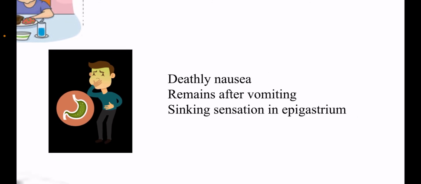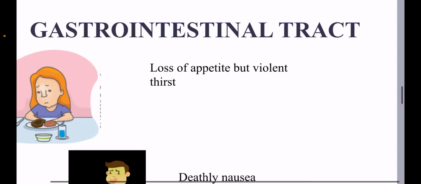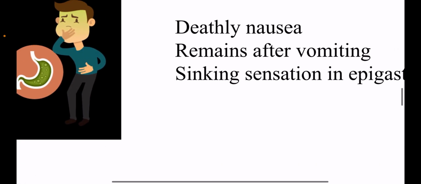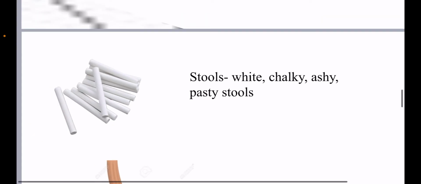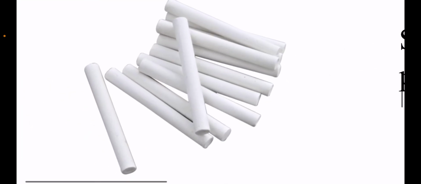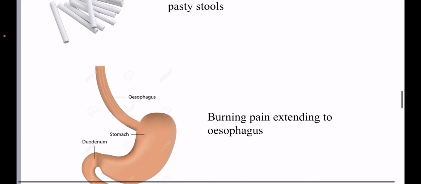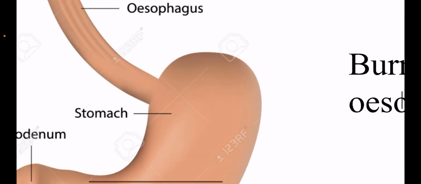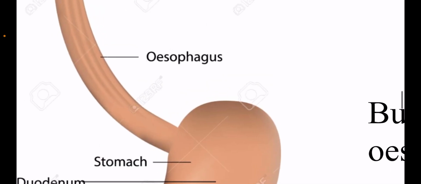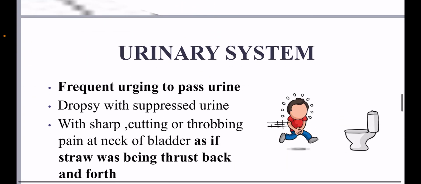Sinking sensation in the epigastrium. As we read in the concomitants of the heart, there is going to be sinking sensation in the epigastrium. The stools, white ash, we read earlier, are chalky, ashy, pasty stools. Then burning pain extends from the stomach into the esophagus.